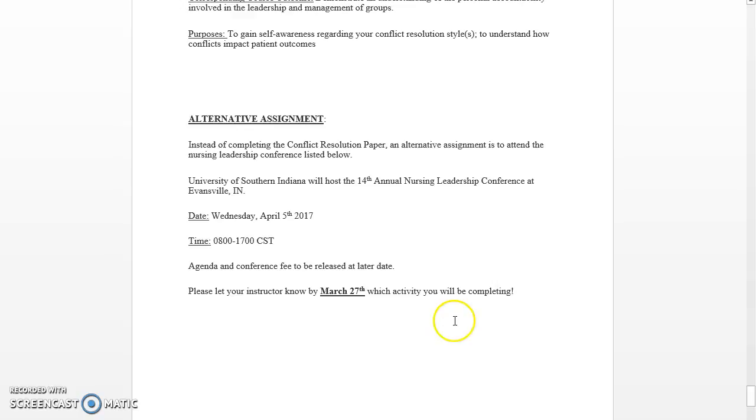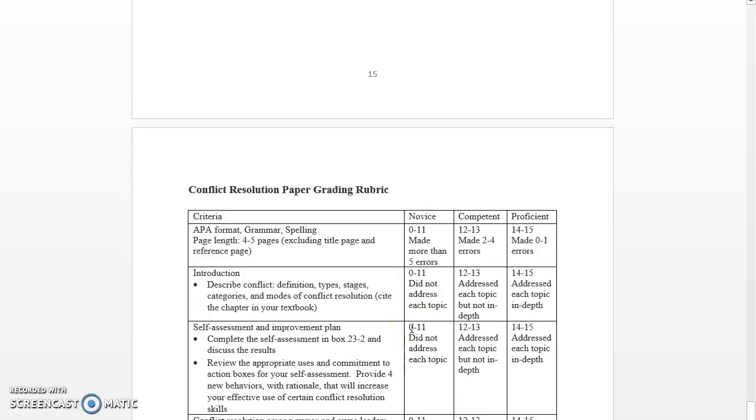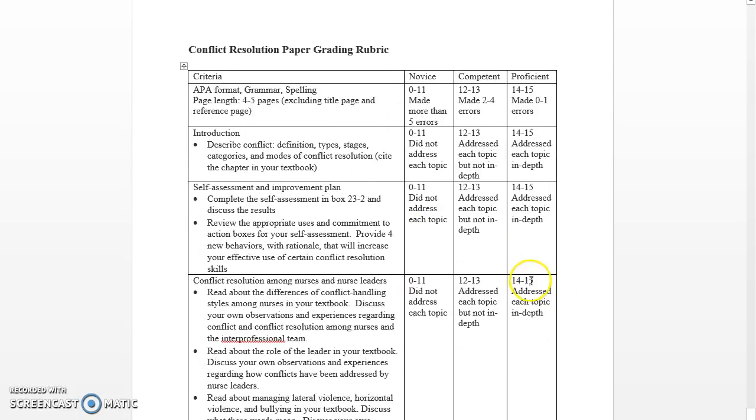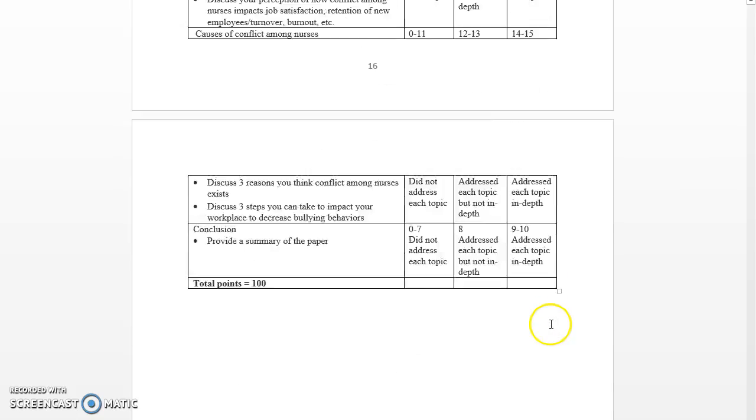You need to let me know by March 27th which activity you'll be completing. Are you going to go to the USI conference, or are you going to complete your conflict resolution paper? And if you do complete the paper, here is your rubric for that as well.